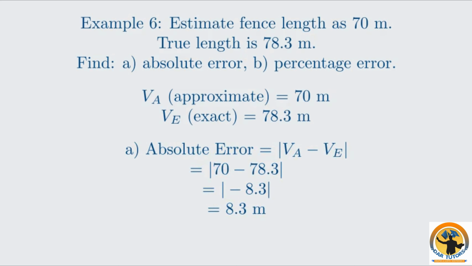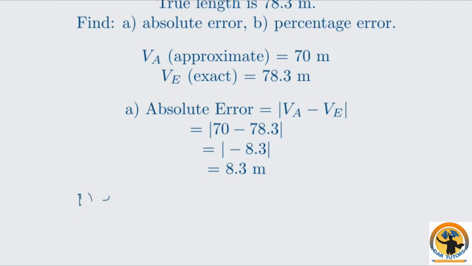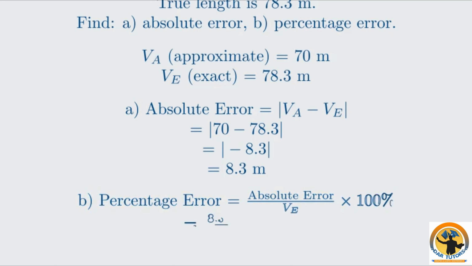Now for part B, the percentage error. We use the percentage error formula, absolute error divided by the exact value times 100%. This gives us 8.3 divided by 78.3 times 100%, which is approximately 10.6%. This means that your estimate of 70 meters was about 10.6% lower than the true length of the fence. This single percentage number gives us a clear idea of how significant the error is relative to the measurement.